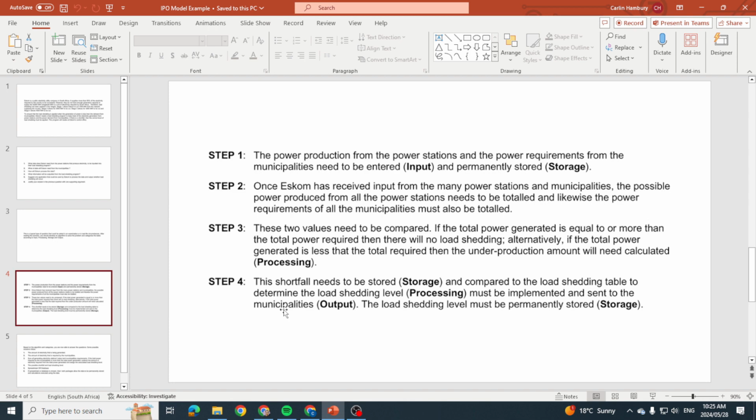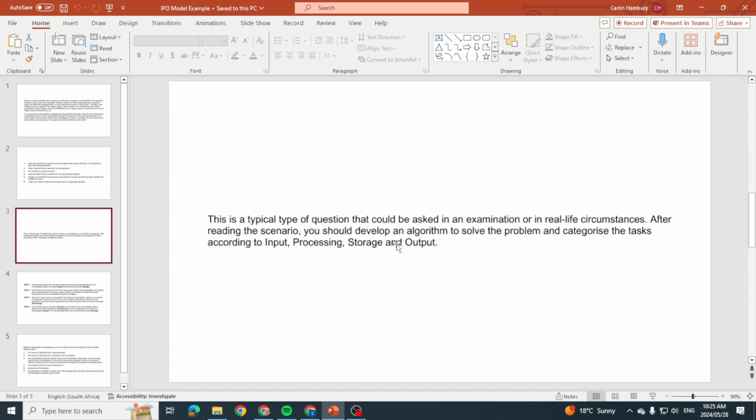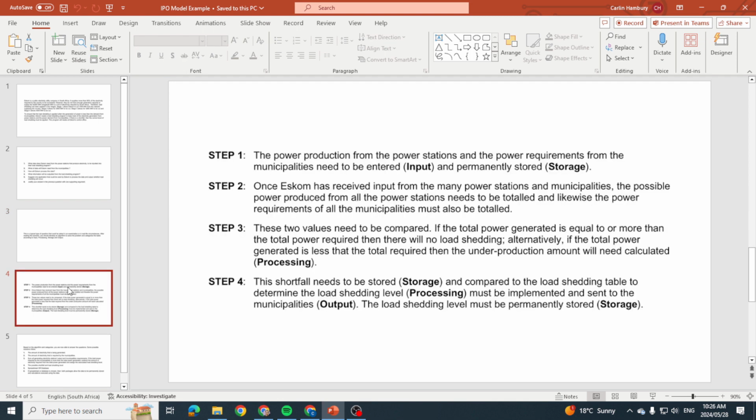So here's an example, because they want you to develop an algorithm. You should know by now what an algorithm is: working from one point to the other to solve a particular problem. So where does it start? How does it go from step 1 to step 2 all the way to the end? I'm going to read it again. You need to develop an algorithm to solve the problem and categorize the tasks according to input, processing, storage, and output. So let's have a look at the answer.